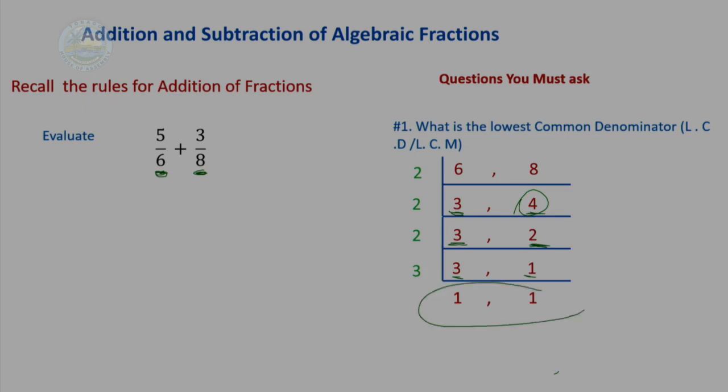Once we have gotten to this spot where all the numbers here are now 1, we are able to make a prediction that our lowest common denominator, or lowest common multiple, is taking all of these numbers and multiplying them. So it's going to be 3 times 2 times 2 times 2. And the product of those gives us our lowest common denominator.